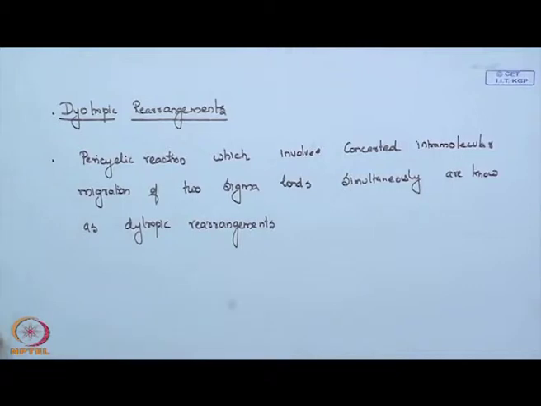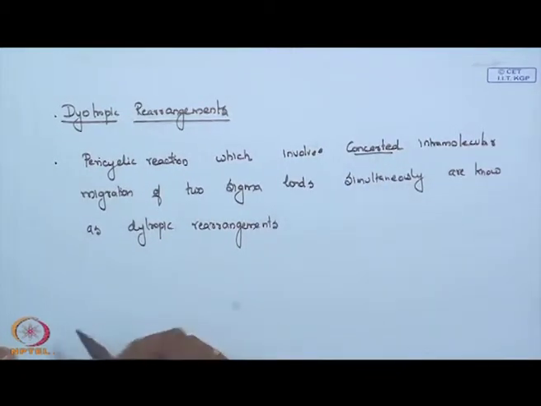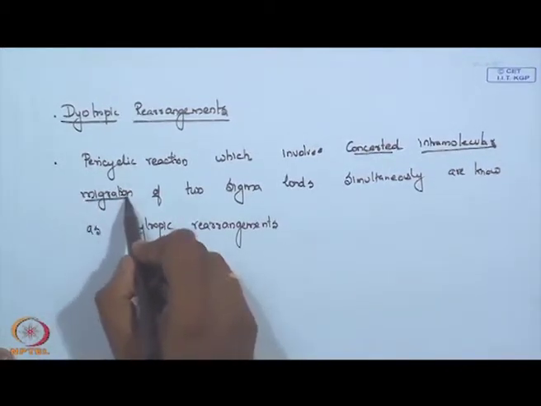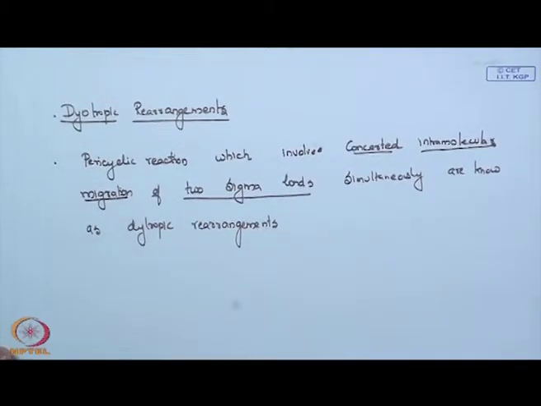So it should be a concerted process. It should be an intramolecular migration. Important is two sigma bonds, and they should happen simultaneously. So a concerted process, intramolecular migration of two sigma bonds happening simultaneously. This type of pericyclic reaction is called a dyotropic rearrangement.